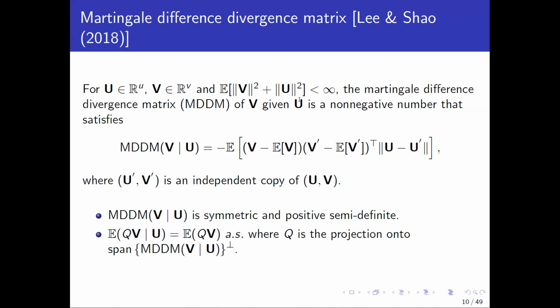So MDDM has a nice property. One is that it is symmetric and positive semi-definite, and this MDDM fully captures the mean independence between two random vectors. So what do I mean by that? If Q is a projection matrix onto the orthogonal space that is spanned by this MDDM matrix, then if I project my random vector V with this projection matrix into that space, that is going to be mean independent of U. So this is the most important property that this MDDM has.